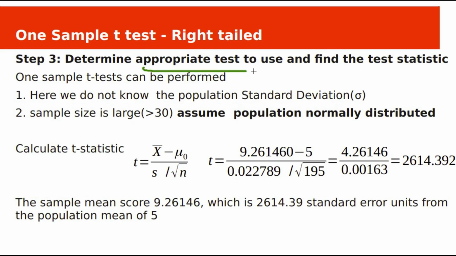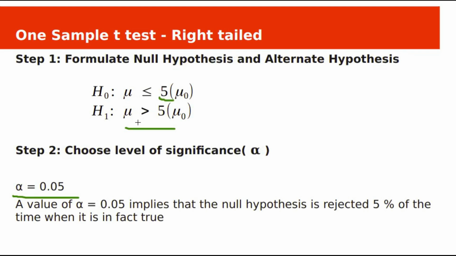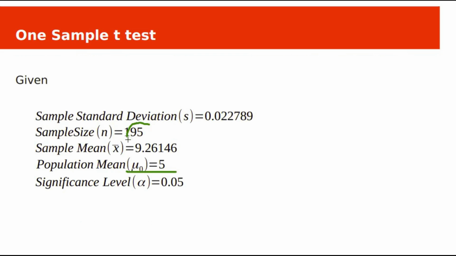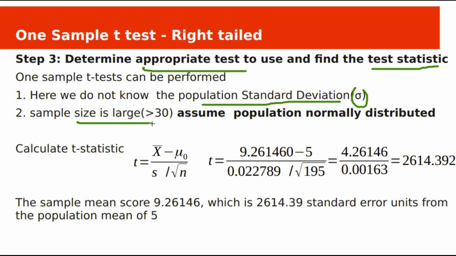Find the appropriate test and find the test statistic. Here we don't know the population standard deviation sigma. Here the sample size is 195, so the sample will follow a normal distribution. This is not necessary here. T equals X bar minus mu over S over square root n. Sample mean X bar is 9.261460 minus mu naught 5, over 0.022789 over square root 195.